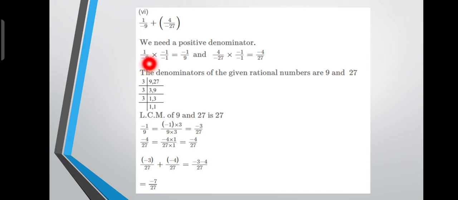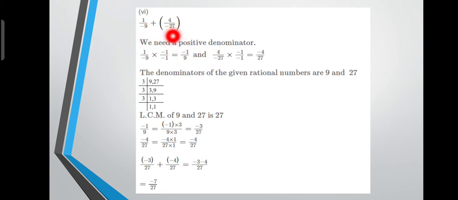Listen. So 1 by minus 9, if we are multiplying minus 1 in both numerator and denominator, the negative number will be changed into a positive number, isn't it? Yes. So I am multiplying in the numerator 1 into minus 1, which is minus 1. Minus 9 into minus 1, minus into minus is plus. So the denominator will become positive. So minus 1 by 9. So this number can be written as minus 1 by 9.